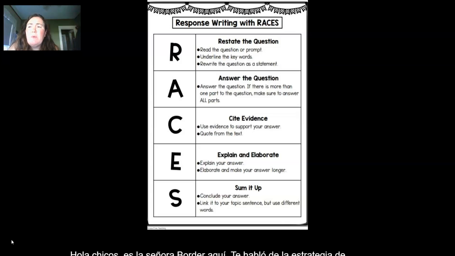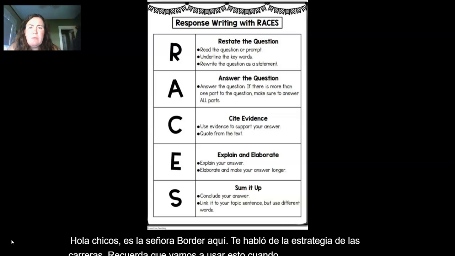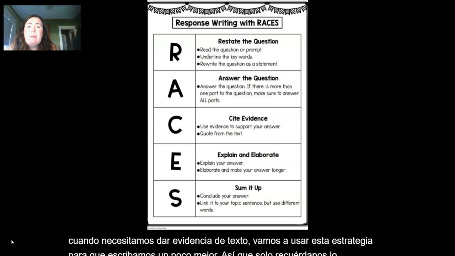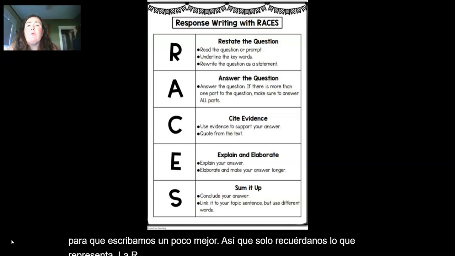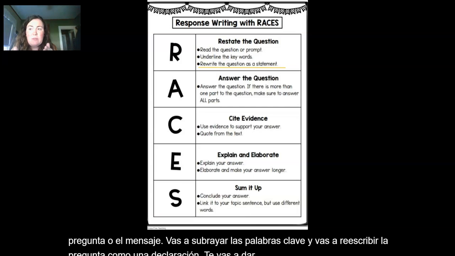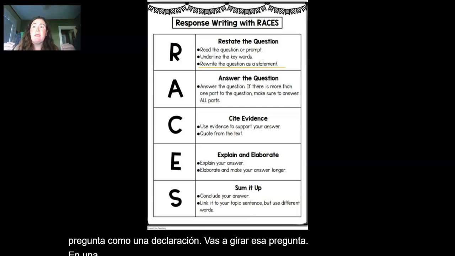Remember, we're going to use this when we're doing writing about text. When we need to give text evidence, we're going to use this strategy so that we write a little better. So just to remind us what it stands for, the R in RACES stands for restate the question. So you're going to read the question or the prompt, you're going to underline the keywords, and you're going to rewrite the question as a statement. You're going to turn that question into a sentence, and that's one thing by itself.